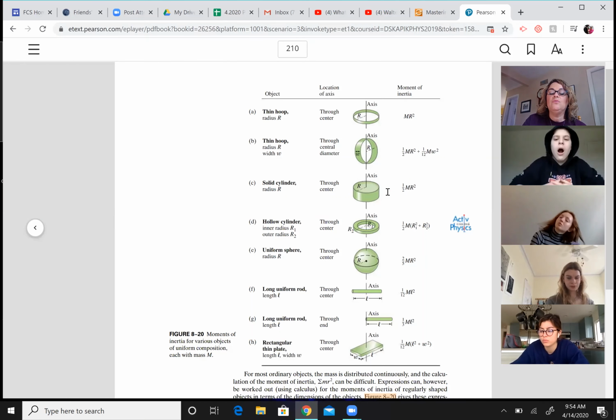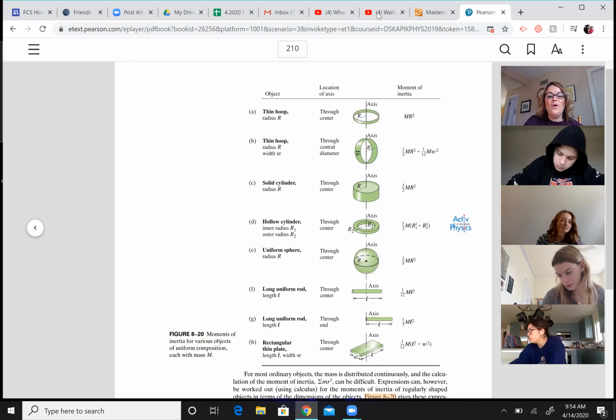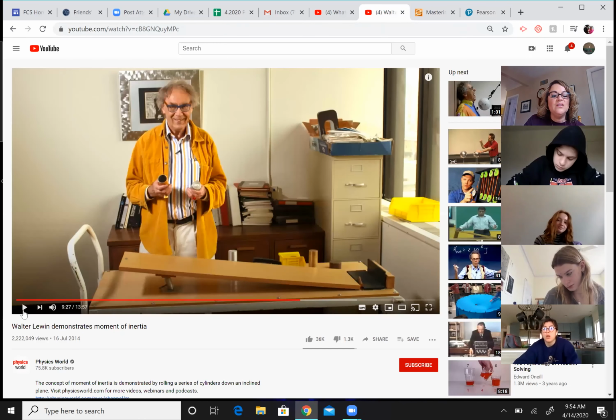So which one is going to resist rotating more? The hollow one. That's weird, right? Isn't it counterintuitive? All right, so let's watch. So what we're predicting here is that the hollow one is going to lose the race.